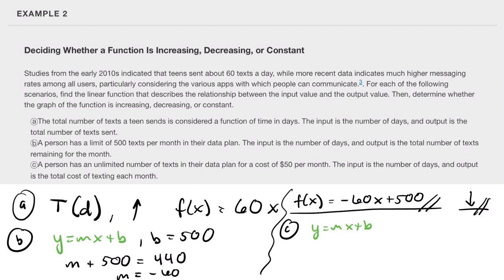I think that's a constant, right? They have unlimited texts, so it's just going to be a flat fee for the month. So then that's going to take the form f of x equals 50. Basically, it just means $50 per month. They can send as many texts as they want.